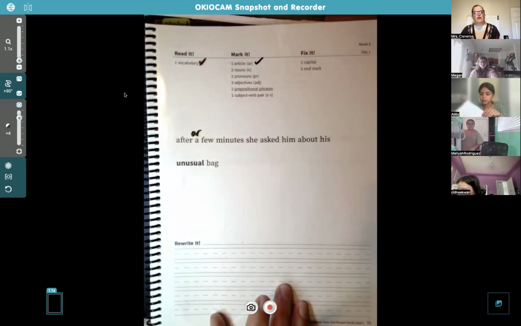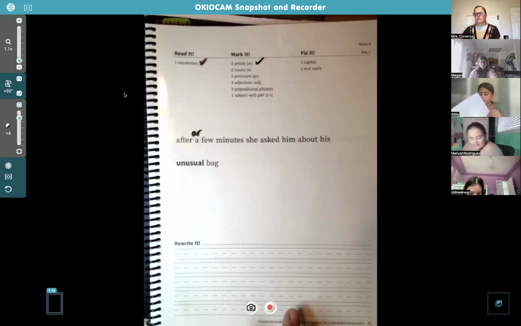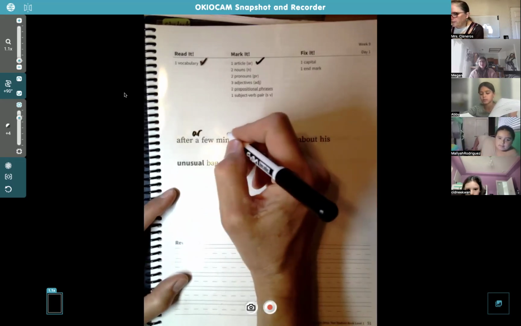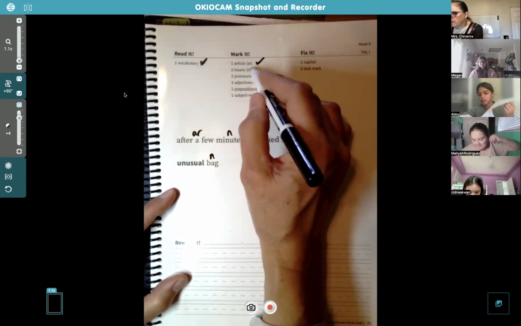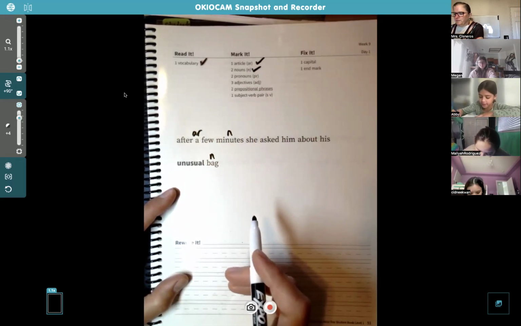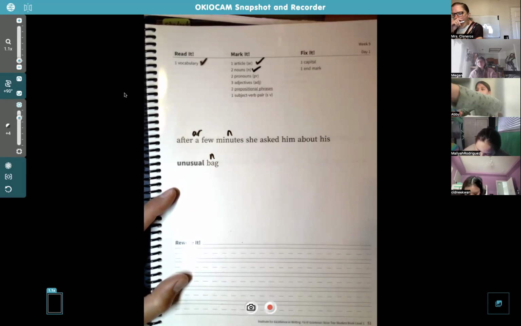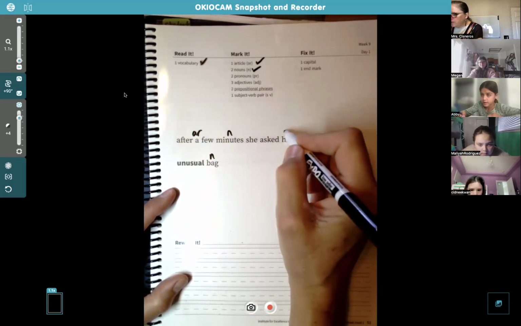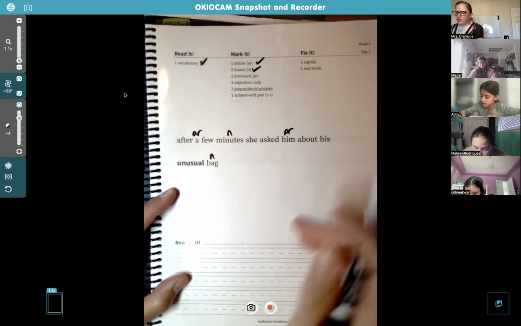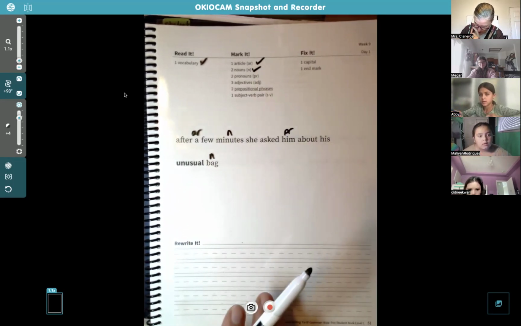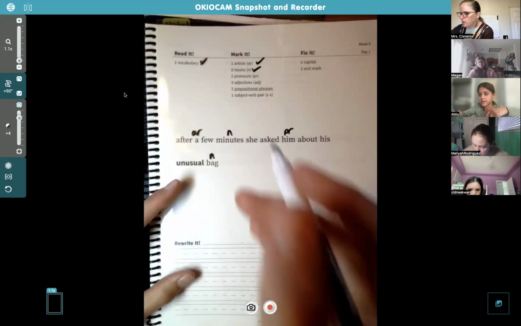And then we have some nouns. So Megan, where are the nouns in this sentence? The nouns is minutes and bag. Good. And bag. Very good. Pronouns, Abby. There's two. Him and his. Him is a pronoun, and his is actually going to be an adjective because it's telling whose bag it is. So it's not him. She. There you go, she.